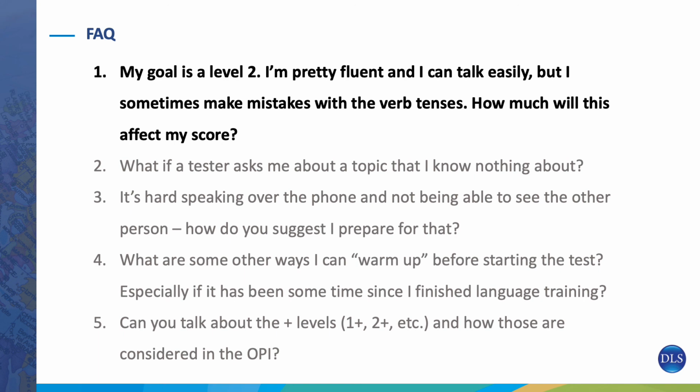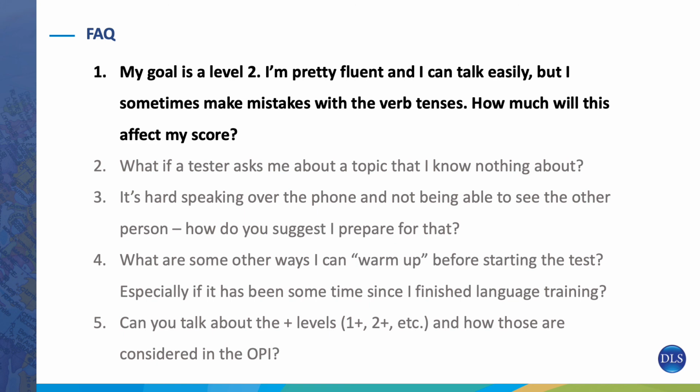Another thing to keep in mind here is that when you talk about mistakes with verb tenses, there are different kinds of mistakes. So one difference we want to highlight here is the difference between a pattern of error and a slip. So a pattern of error is when someone makes repeated mistakes with a specific structure. And if this is the case, then what this says to the tester is that that person does not have control over that structure and therefore can't really complete the function.